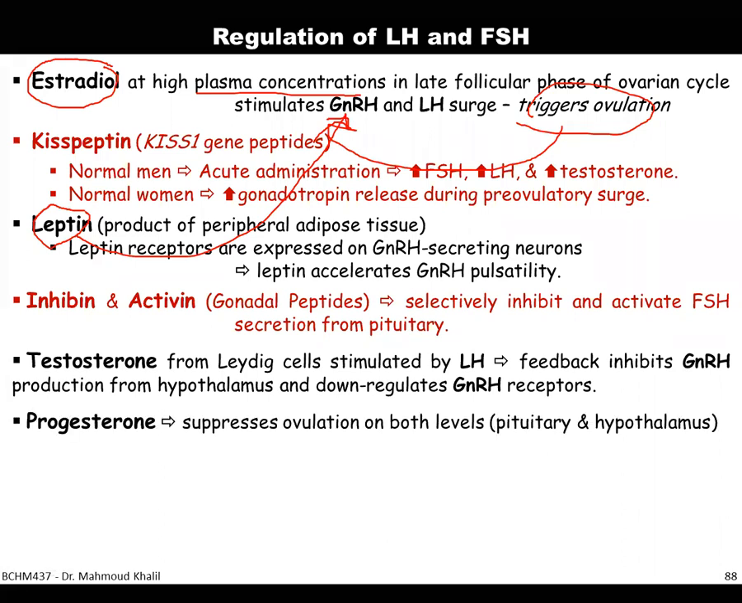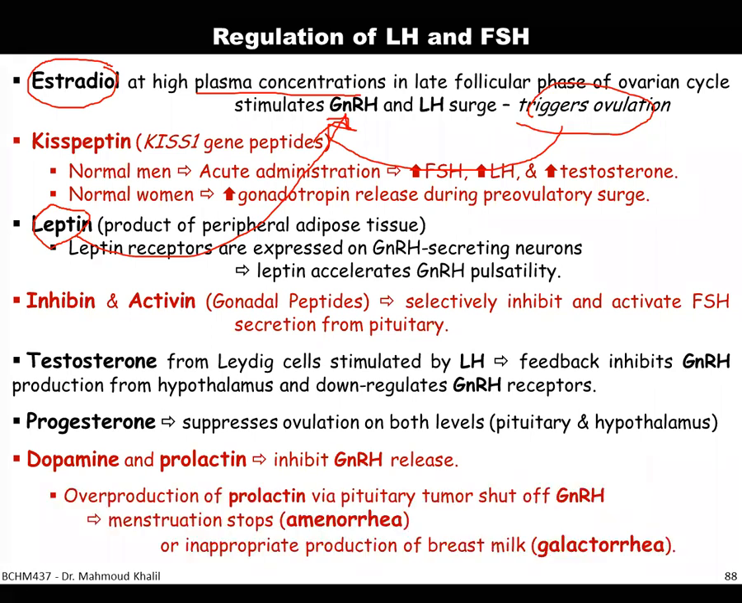Progesterone suppresses ovulation on both levels as well, with a negative feedback on the level of the pituitary and the level of the hypothalamus. Dopamine and prolactin also inhibit the gonadotropin releasing hormone. The overproduction of prolactin via a pituitary tumor shuts down gonadotropin releasing hormone. In this case, a condition called amenorrhea occurs, in which the menstrual cycle stops, or there is insufficient production of breast milk, a condition called galactorrhea.